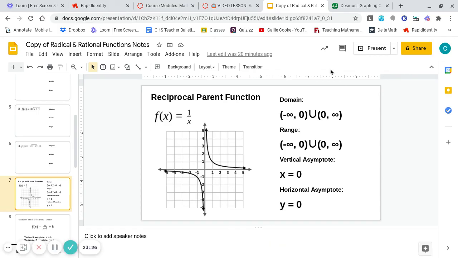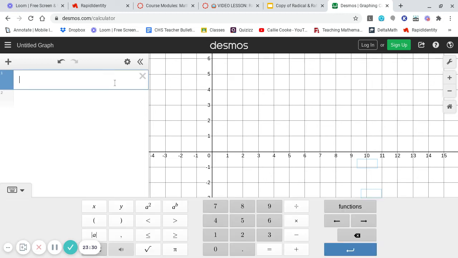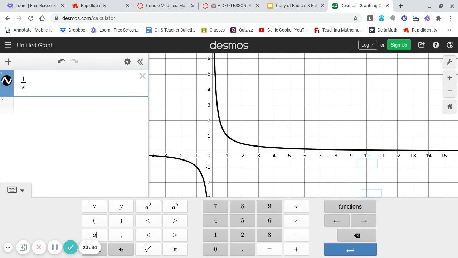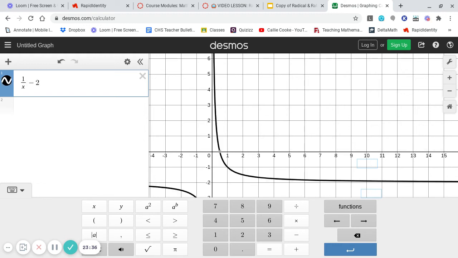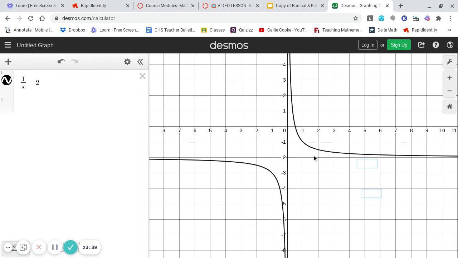So as we type this in, I'm just going to use slash for the fraction, 1 slash x minus 2. Now, technically, to find everything that we need, you don't need the graph, you just need the function. But you can tell that we do have some asymptotes here. You can also sort of take a guess at it.